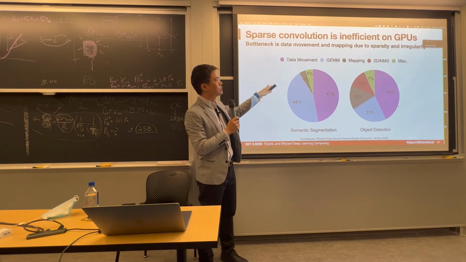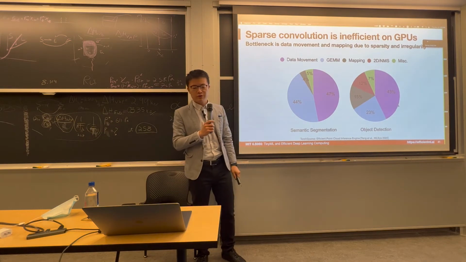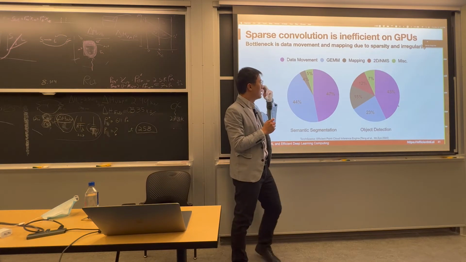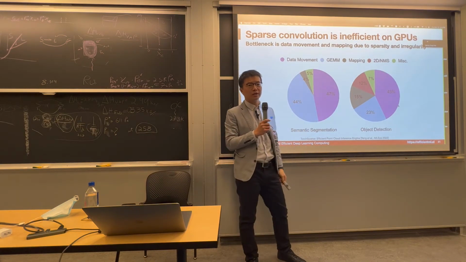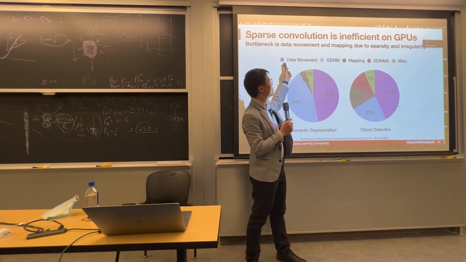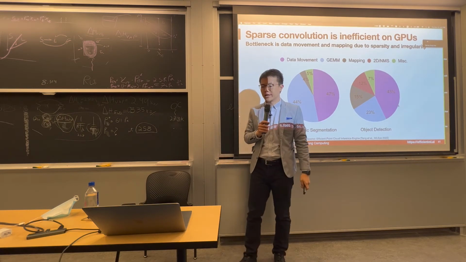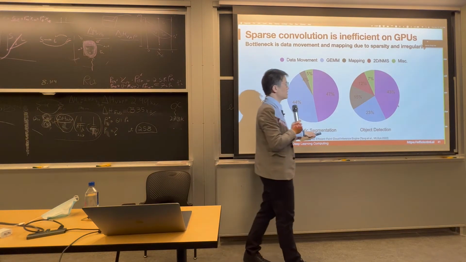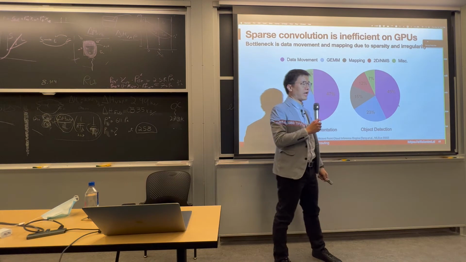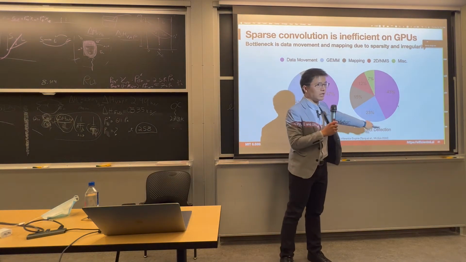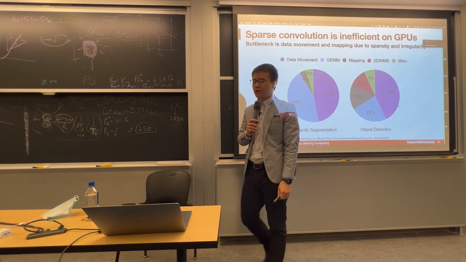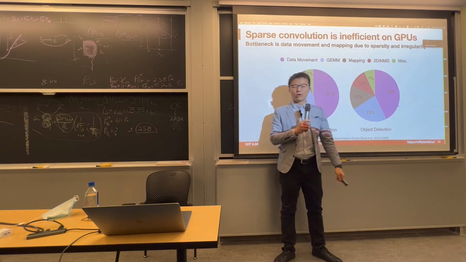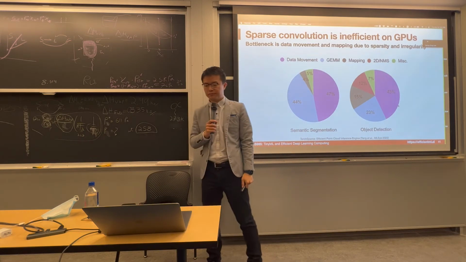Sparse convolution is actually not quite efficient on GPUs. Compared with the actual matrix multiplication, the GEMM, a very large proportion is actually consumed by data movement, okay, due to the sparsity and the structuring and orchestrating of the data, both for segmentation and also for object detection tasks. For object detection, this problem is even more severe, where the matrix computation is occupying only one quarter of the total computation.